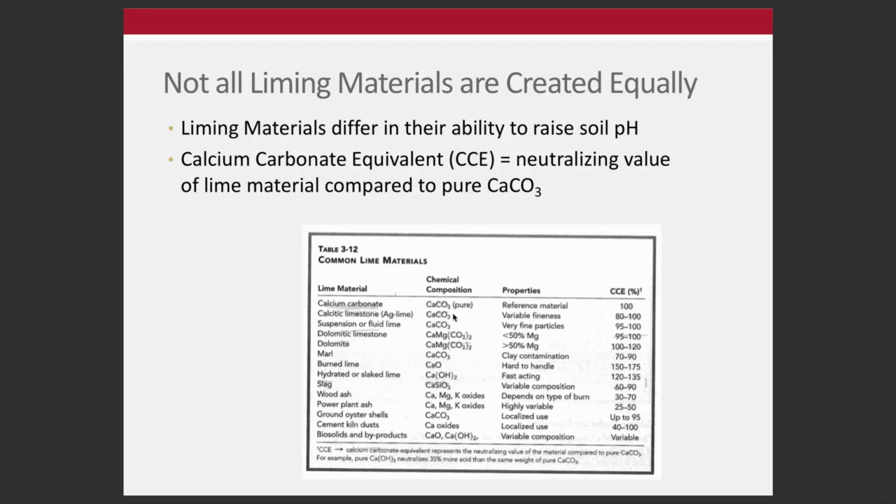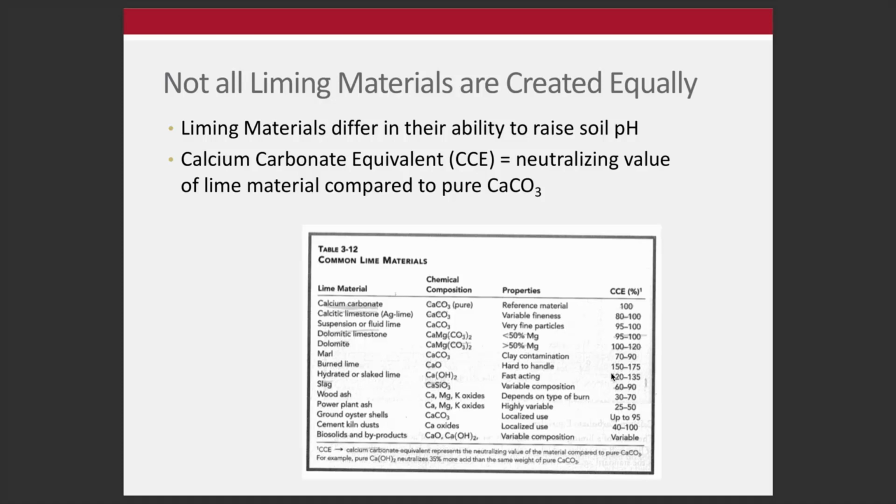You can think of calcitic limestone, because it's not just pure calcium carbonate, as having a calcium carbonate equivalent of somewhere between 80% up to the full CCE, depending on a number of factors of that material. Okay, and you can see some things like wood ash have a pretty low reaction chemistry compared to our standard. So this CCE, this calcium carbonate equivalent, provides a way to standardize between the chemistries of these different products.